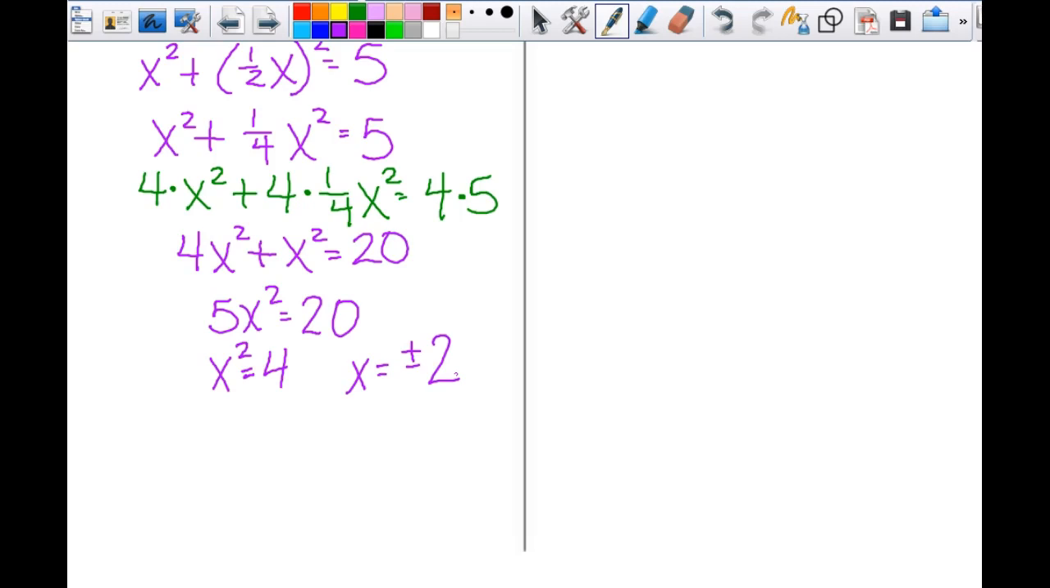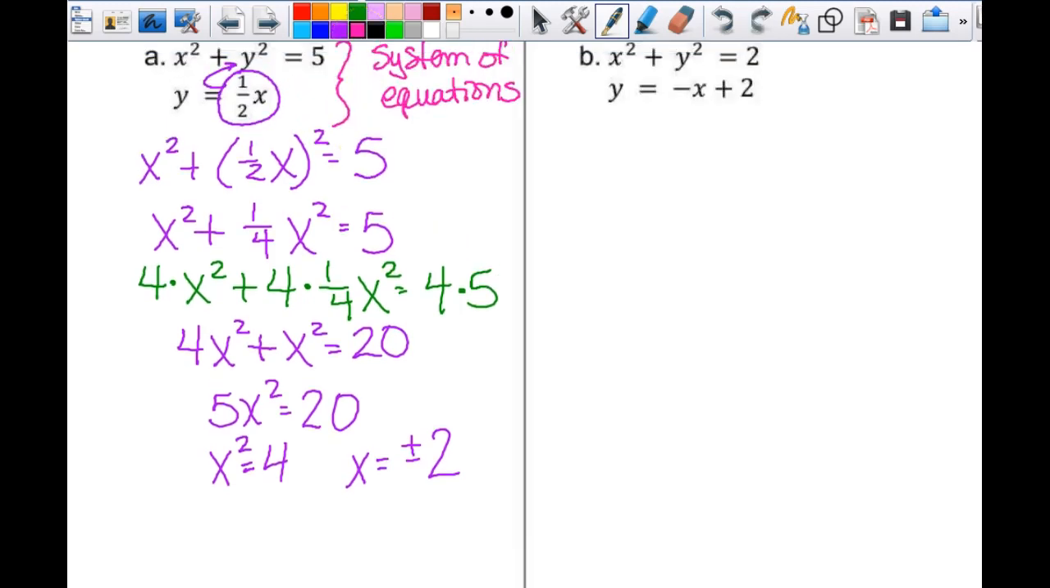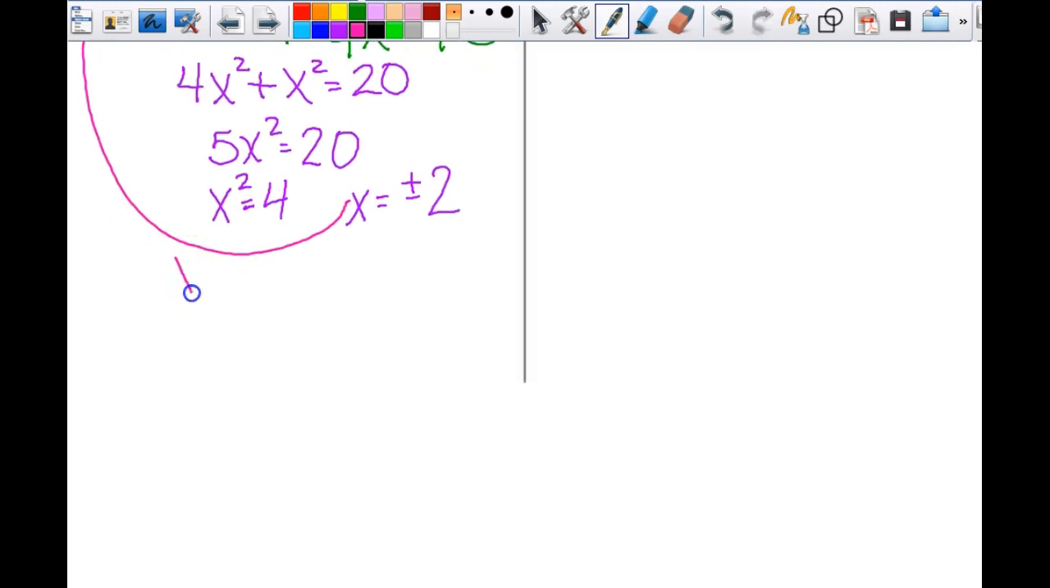Now remember, what I'm looking for is the points at which the circle and the line intersect. I have 2 x values. What do I have to do now? Find the y values. Okay, I have to substitute it back in. When I do that, does it matter which one I substitute it back into? No. Which one would you choose? The y equals 1/2 x. Heck yeah, why would you choose the first one when you could choose the second one, right? So down here, when x equals 2, then y equals 1/2 times 2, which is what? 1. And then when x equals negative 2, y equals 1/2 times negative 2, which is negative 1. All right, so what do you think my answers need to look like in the end?